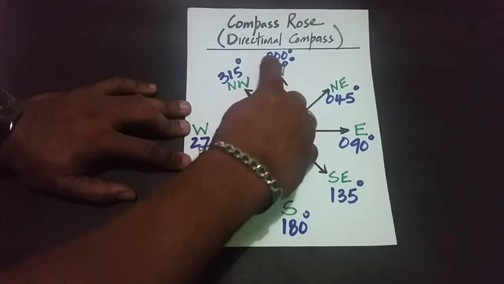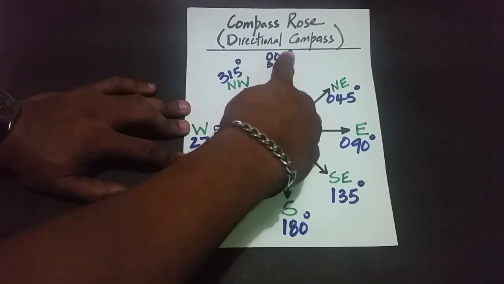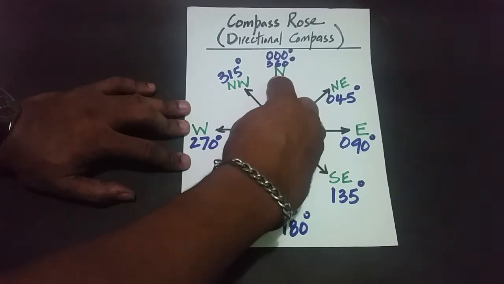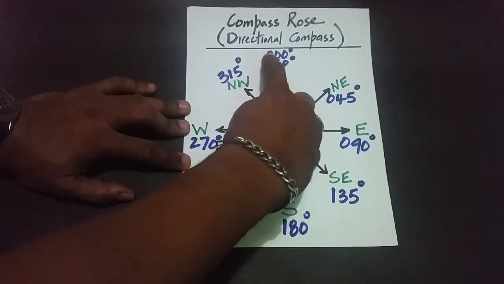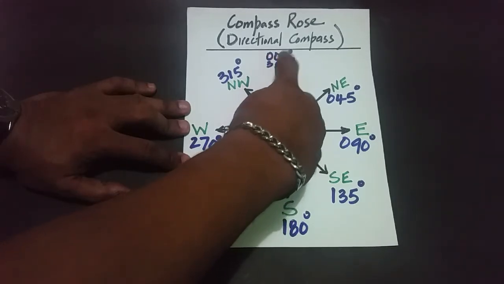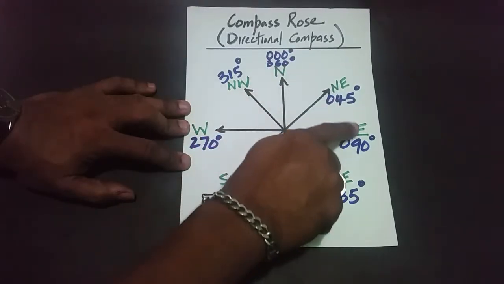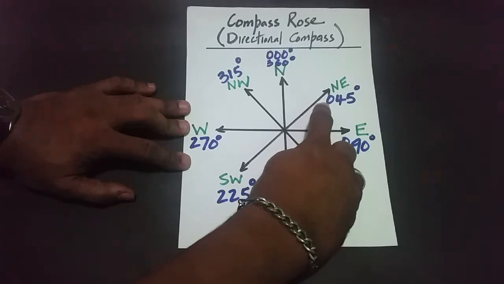So it starts at north, where we have 000 degrees. Remember, bearing is measured using 3 figures. So a direction of north has a bearing of 000 degrees. I'm going to get back to the 360 in a little bit. So as we go around here in a clockwise direction, the bearings increase.